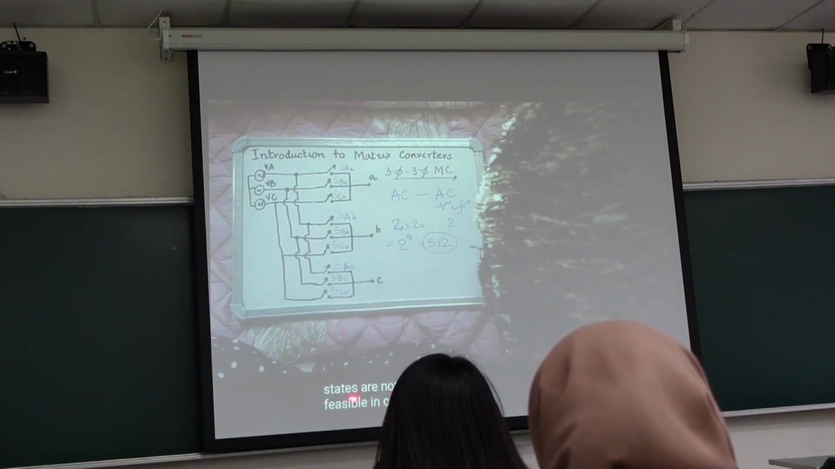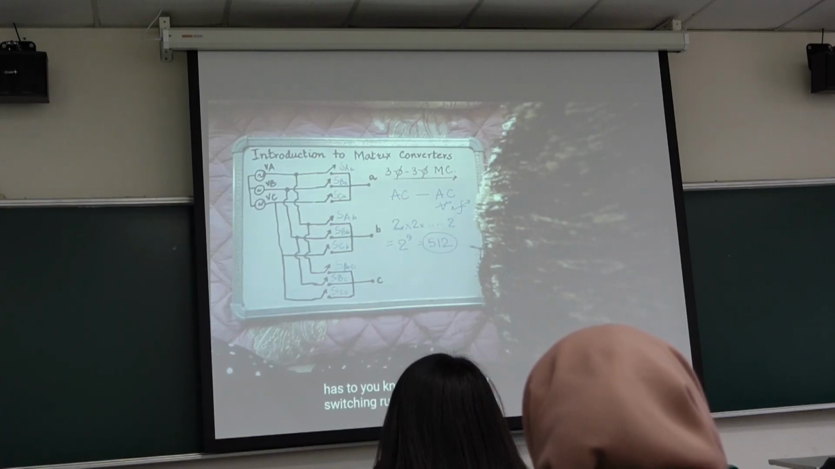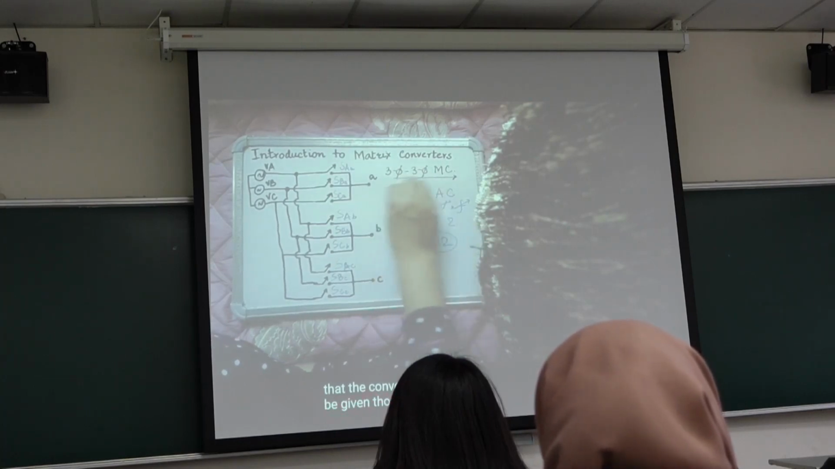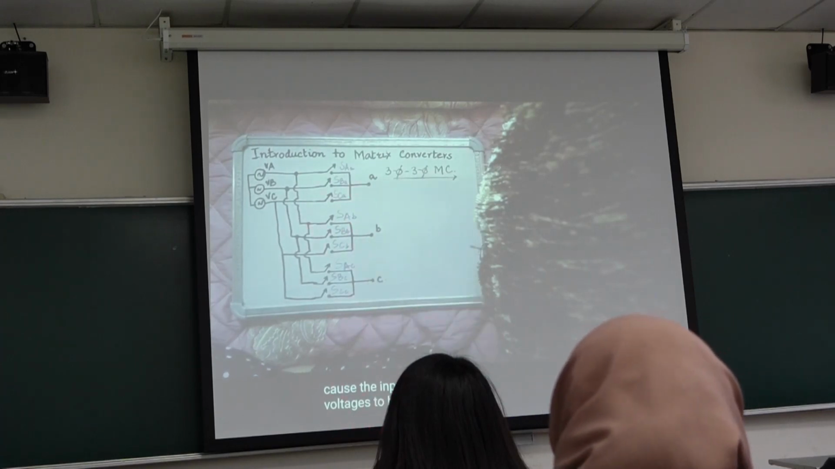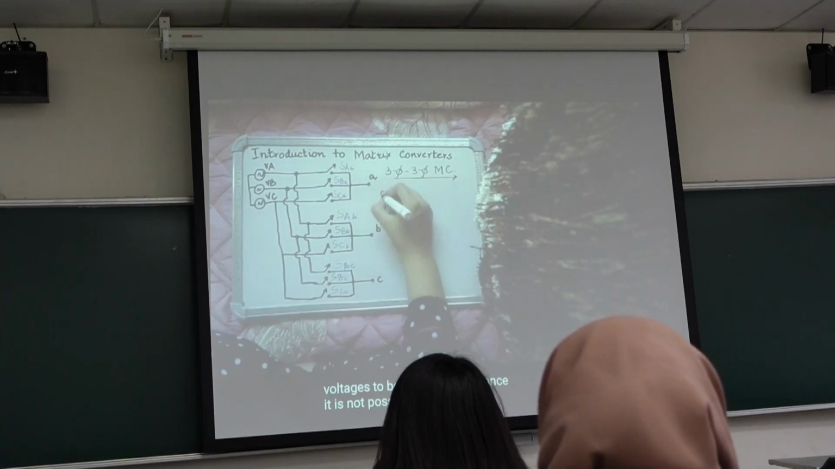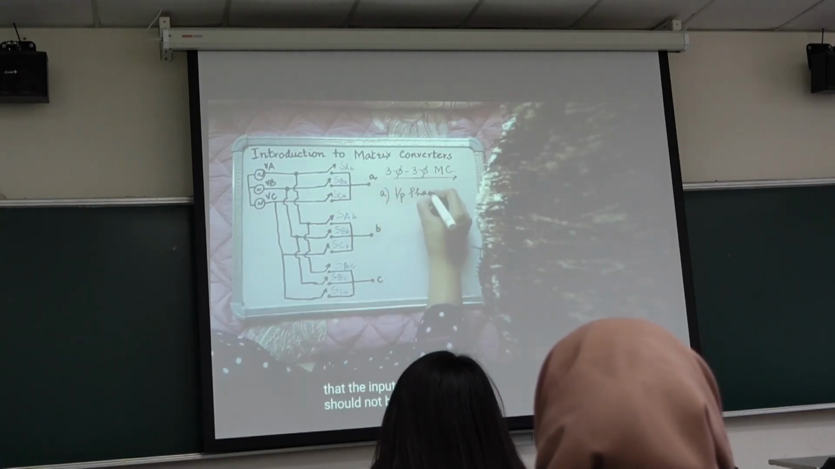Not every state is feasible. There are certain switching rules that the matrix converter has to follow. The first switching rule is that the converter cannot be given those switching states that can cause the input to be short circuited. For instance, the first rule is that the input phases should not be short circuited.